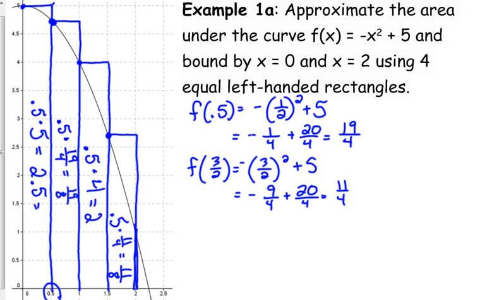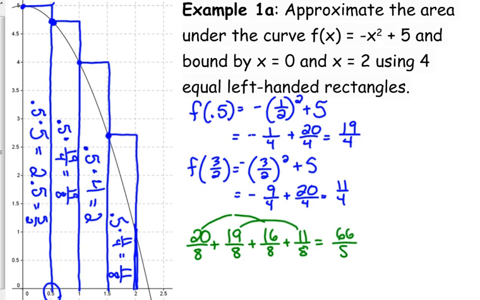And let's see, if we add all these together, I'm going to turn 2.5 into a fraction. 5 halves as something over 8 would be 20 over 8 plus 19 over 8 plus 16 over 8 plus 11 over 8. What's that? That's 30 and 36, so that's 66 over 8, and those are both divisible by 2, 33 over 4. And let's see here, 4 goes into 33 8 times with 1 left over, so 8.25.